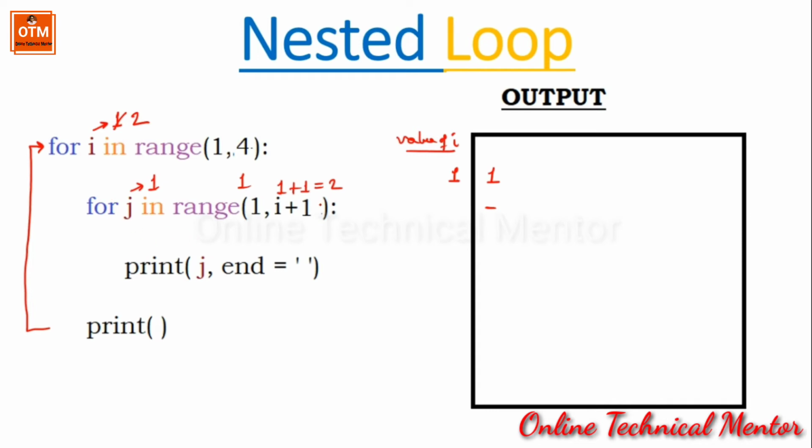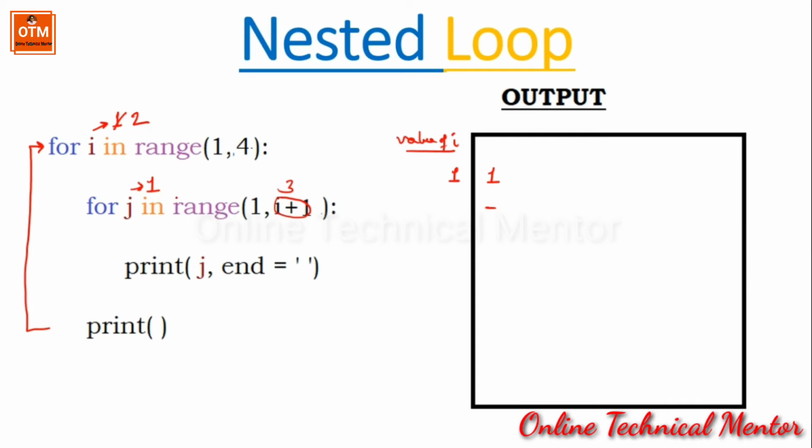Previously the j loop has completed its execution, so again it will start from the beginning. Now let me erase all the previous values of j. This time i is 2, so i plus 1 will become 3, that is 2 plus 1 is 3. So for j in range(i, 3), that means j will execute 2 times, for j equal to 1 and then for j equal to 2.